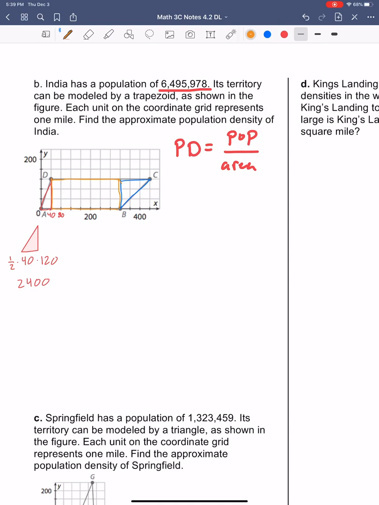Okay, now the rectangle that's in the middle. And if I count the units there, it looks like it's 280 by 120. So just multiply those two together. I'm going to end up with an area of 33,600. And then finally, this triangle at the end.